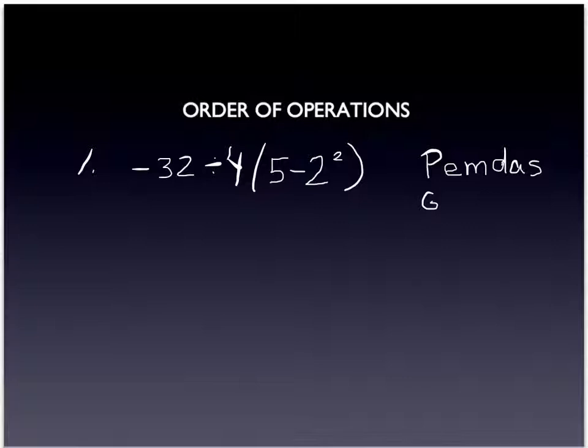So inside that parentheses, I've got a couple things going on, and I have to continue to follow the order of operations. So I have subtraction and exponents, and I need to do exponents first. So 2 to the second power is 4, so then I have 5 minus 4. And I have to keep working in that parentheses till I only have one number, and then 5 minus 4 is 1. Now I'm going to bring down everything else.